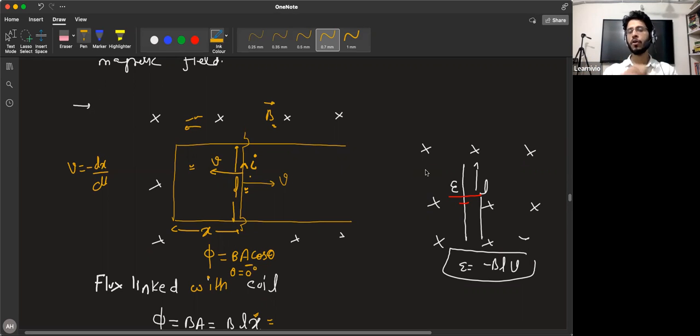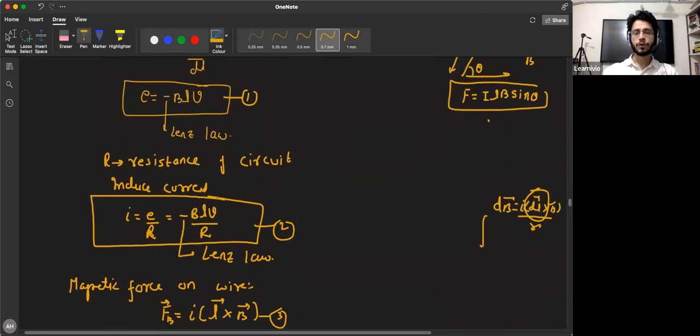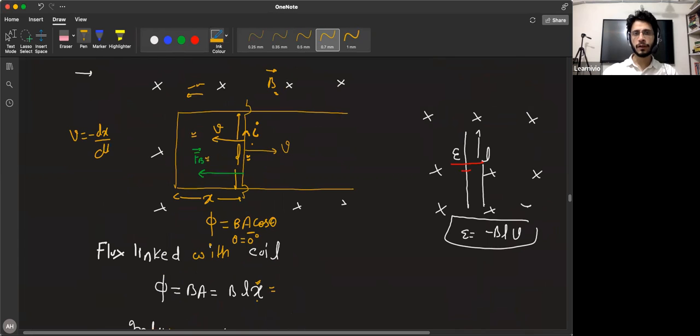I'm repeating it again. For the direction of magnetic force, place your finger in the direction of current, upwards. Then curl it inwards towards the magnetic field. The thumb will give the direction of force. So force is to the left hand side. This is the direction of magnetic force. So the direction of magnetic force is left hand side and the velocity is right hand side. So magnetic force will oppose the velocity, which is again a form of Lenz's law.